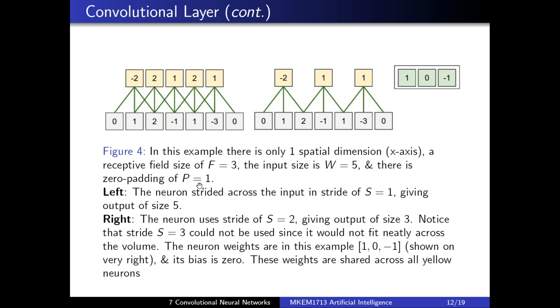If I did not have P equals 1, imagine you only have 5 neurons. Perhaps you cannot achieve any of this. Maybe.